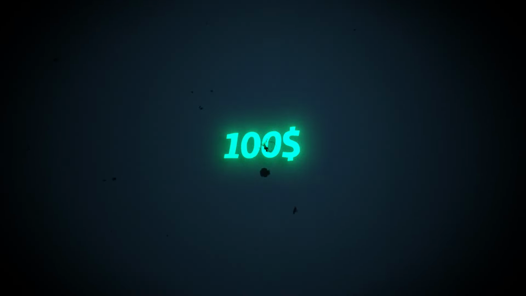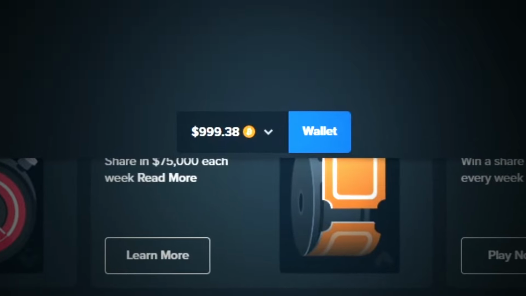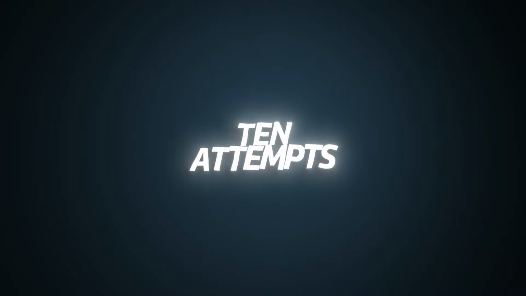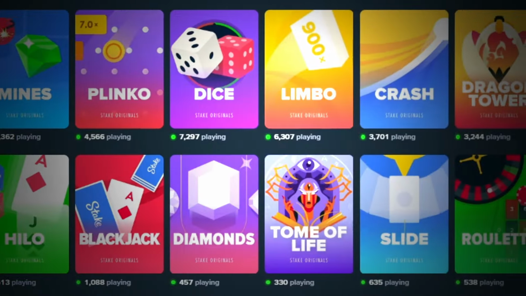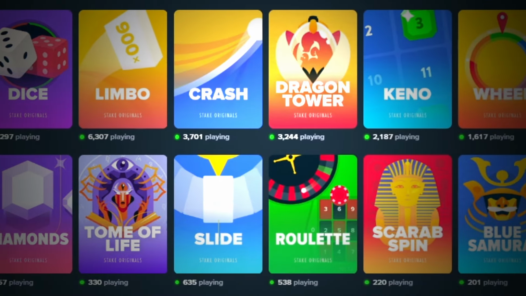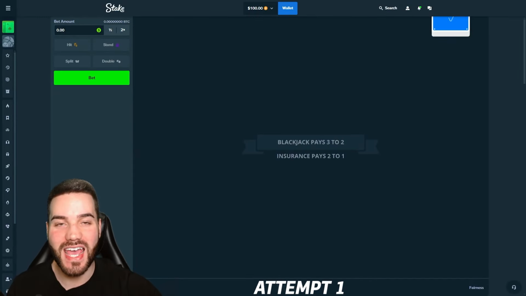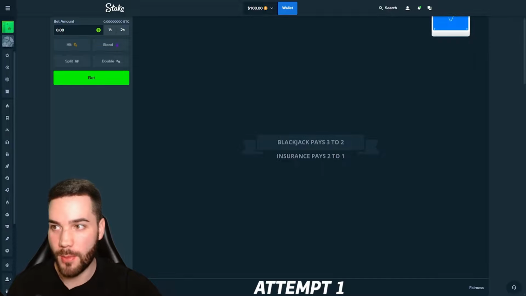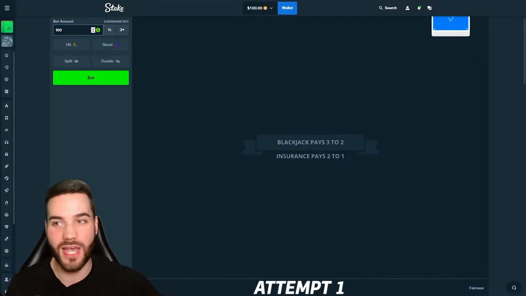They say it takes 10 blackjack wins in a row to turn $100 to $100,000 if you go all in every single bet. Today, we have $1,000 in the balance, so if we divide that by 10, that will give us 10 attempts to win 10 hands in a row and turn $100 into $100,000. They say it only takes 10 hands to make $100,000 from $100. We're gonna try it, see how easy it is.